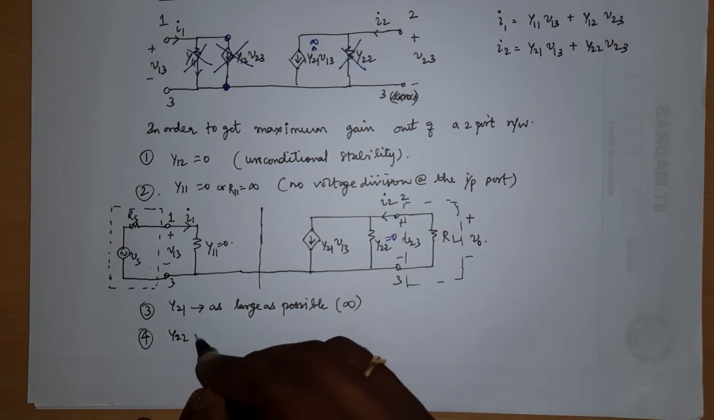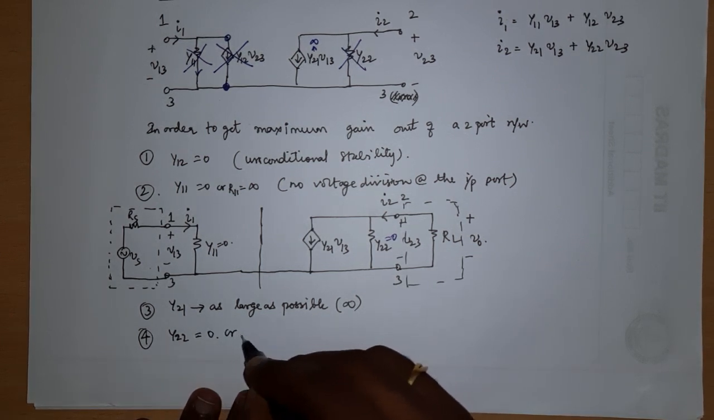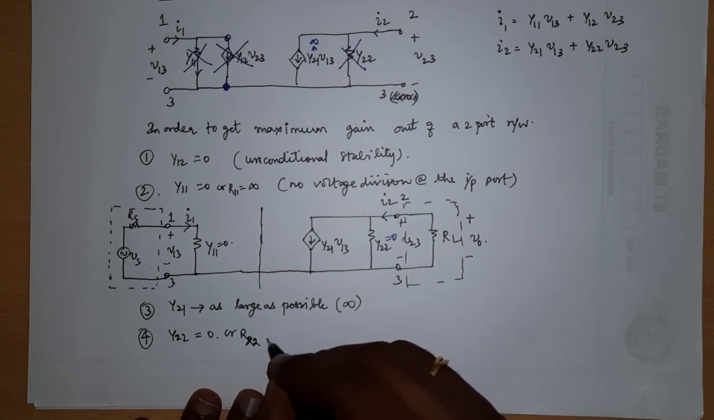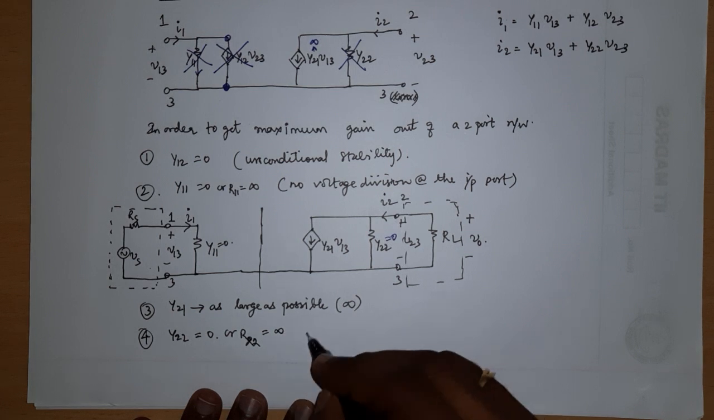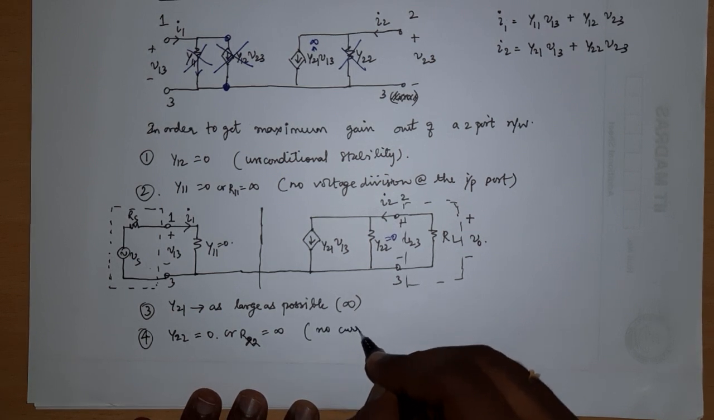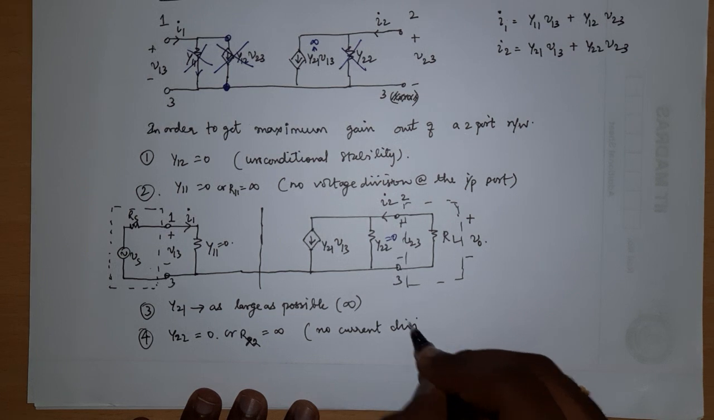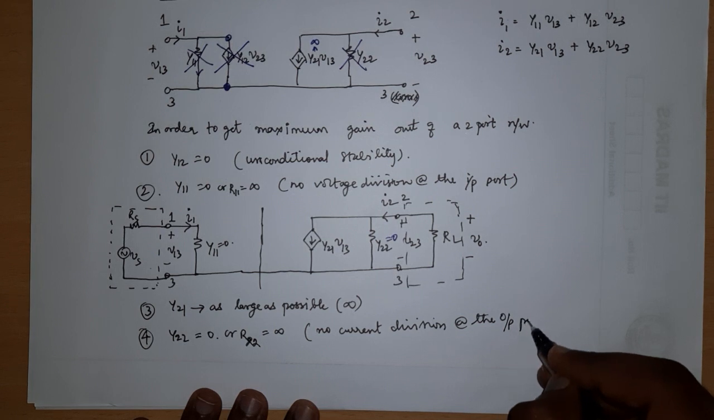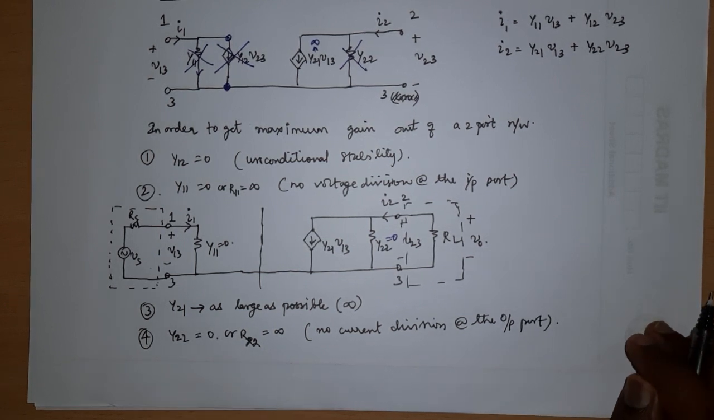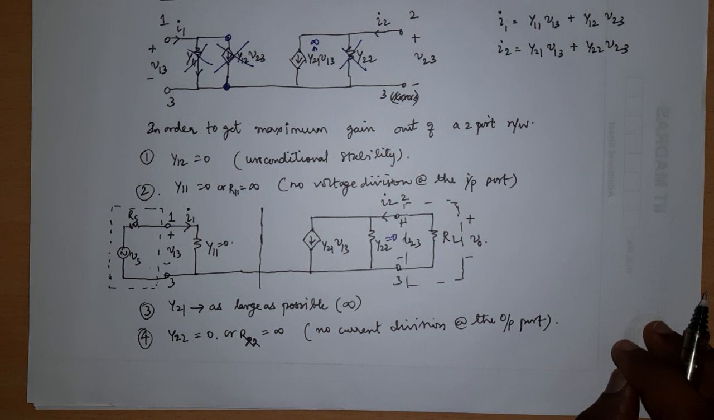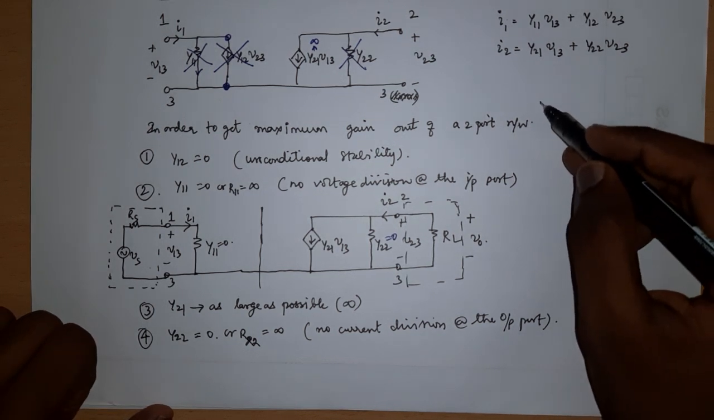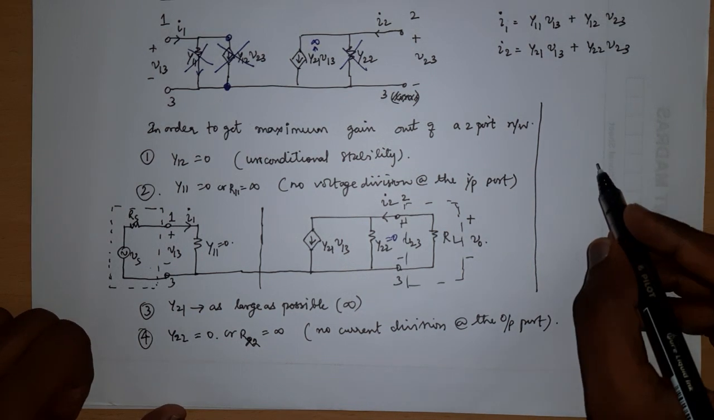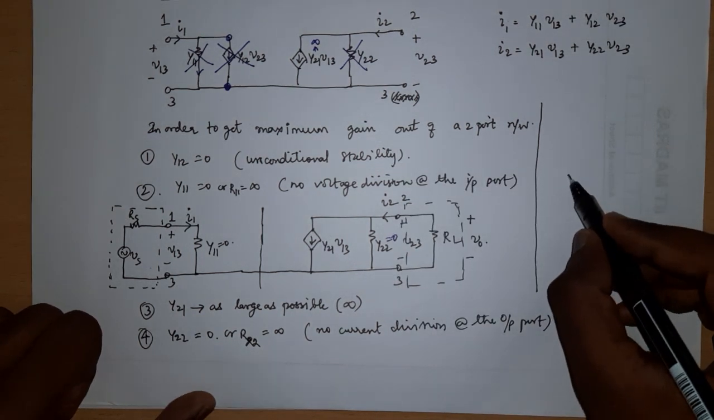So Y22 also I want to go to 0, or output impedance R out, RO or R22 also you can say, should go to infinity. This is to have no current division at the output side. So if you satisfy all these conditions, this is basically to have maximized gain, then your two port network will look something like this.